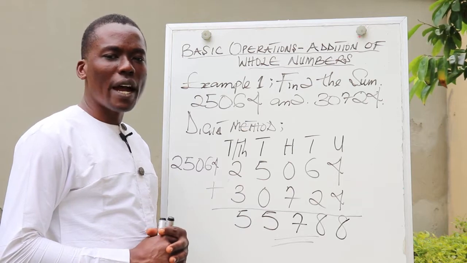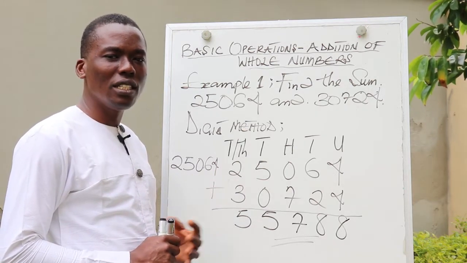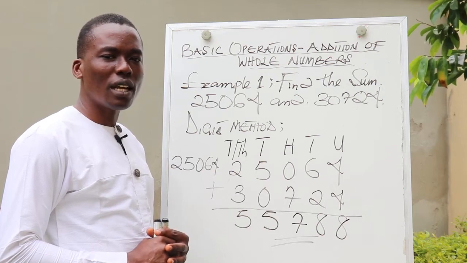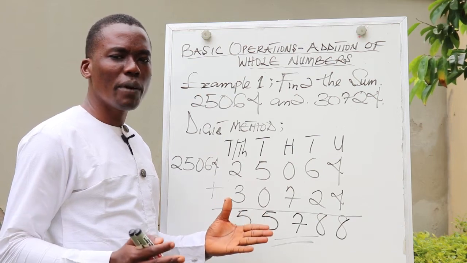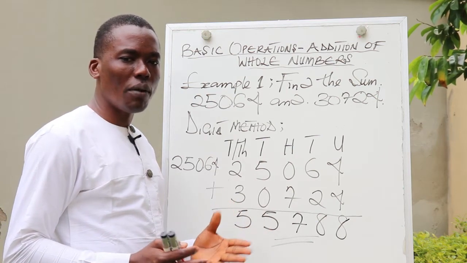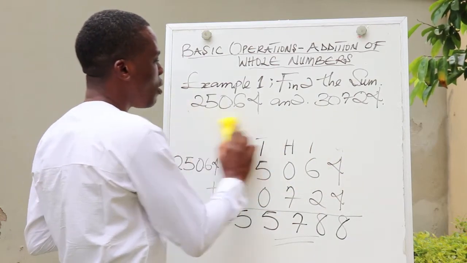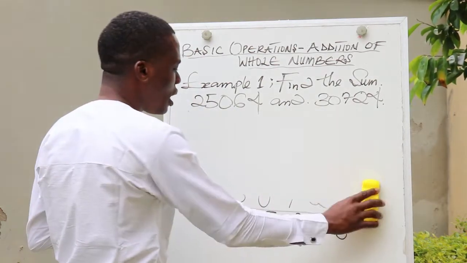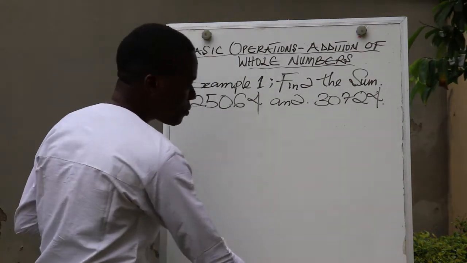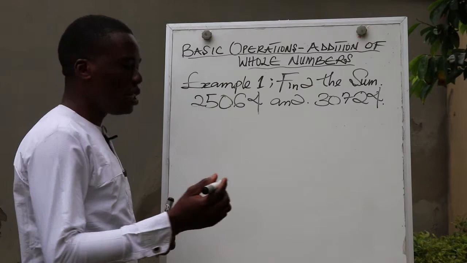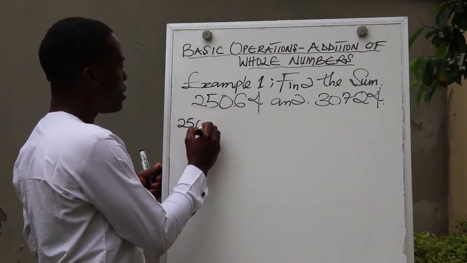The second method I told you we're going to use in adding these two numbers is the expanded form method. Now what is this expanded form method all about? If I want to use the expanded form method, all I need to do is to write the short form of these numbers. Now how do we go about doing that? The first number I'm giving is 250 what?